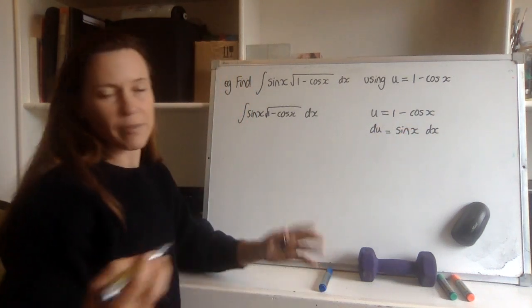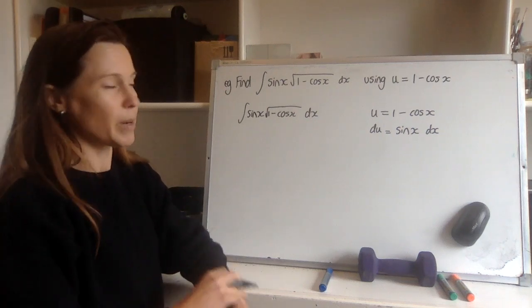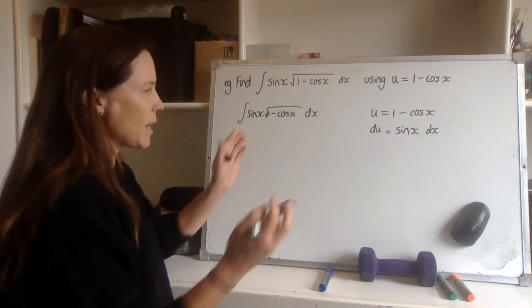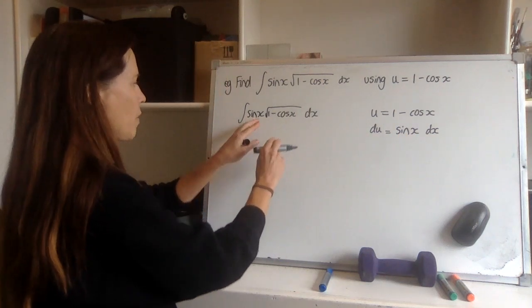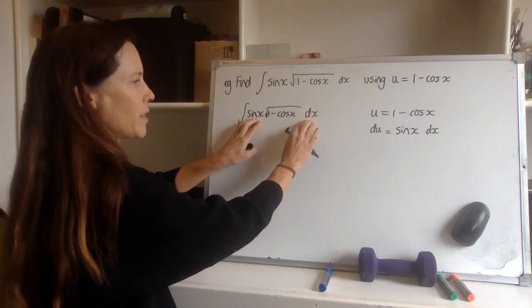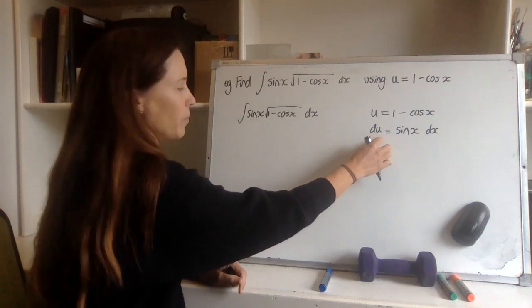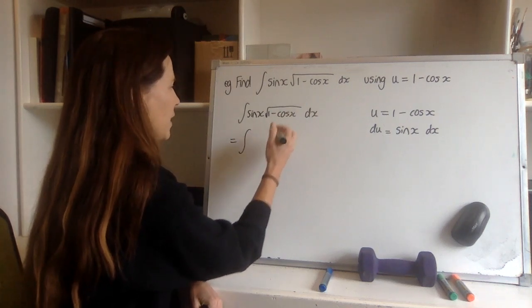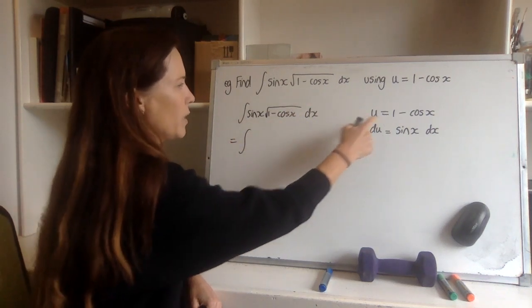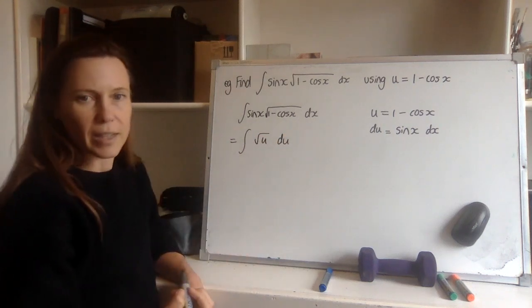But as I said, if that feels confusing to you, just write du dx and then multiply by dx on the next line. Okay, now have a look at how that compares to what we've got over here. Well, we've actually got sine x dx here. So this part and this part together are du. So they're taken care of. So on the next line, we can say this part here, well, it's just the square root of u. So we've converted it into that.